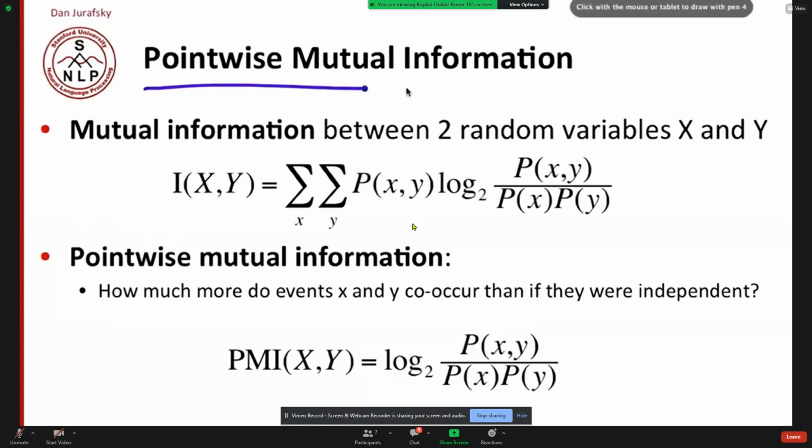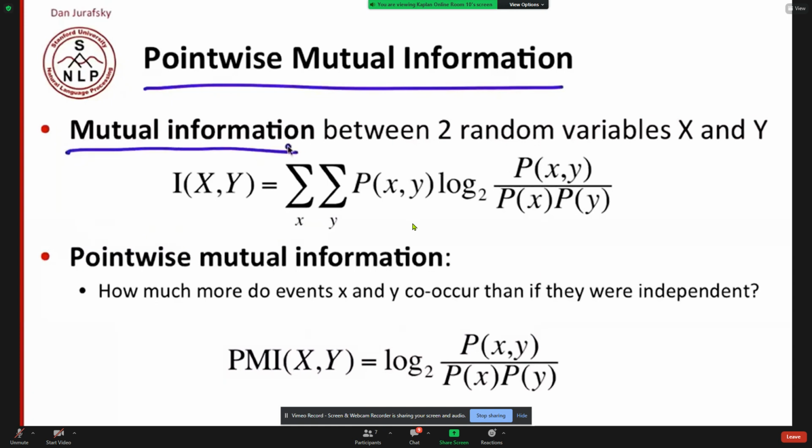The standard way to measure this kind of co-occurrence is by pointwise mutual information, a variant of a standard information-theoretic measure called mutual information. The mutual information between two random variables is the sum over all the values the two variables can take of the joint probability of the two times the log of the joint over the individual probabilities.